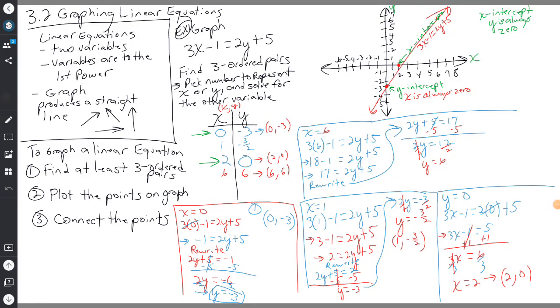So here in 3.2 we take a look at graphing linear equations. Some of the things that we want to notice in graphing linear equations is that we're graphing linear equations in two variables. The variables are to the first power, and the graph produces a straight line, so your line could look like any one of these here.